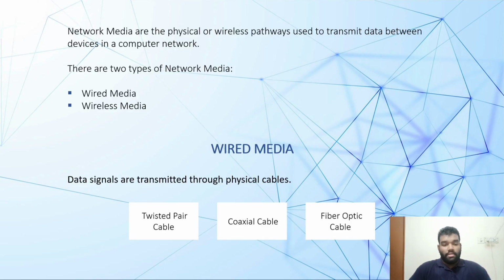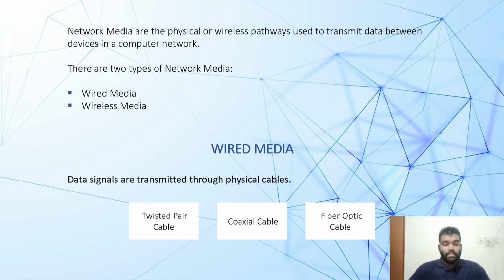Wired media. In wired media, data transmits through wire connections. This method is faster and more secure. Wired media includes twisted pair cables, coaxial cables, and fiber optic cables.